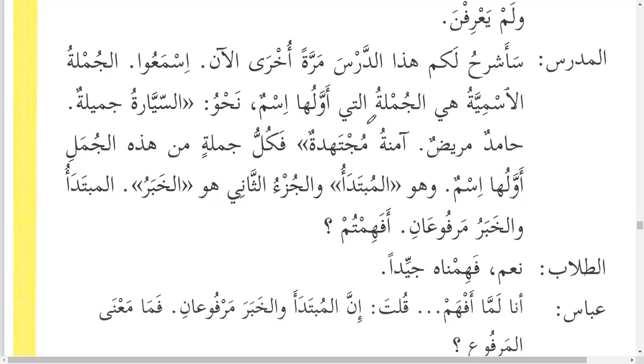Okay. Listen carefully. Al-jumlatul ismiyatu, nominal sentence. Hiya al-jumlatu allati awwaluha ismun, is a sentence whose first word is a noun. For example, as-sayyaratu jamilatun, the car is beautiful. As you can see here, as-sayyaratu is a proper noun and jamilatun is a common noun; mubtada and khabar. Hamidun maridun, Hamid is sick. Aminatu mujtahidatun. That is also ism fa'il, because the second last letter has kasra.